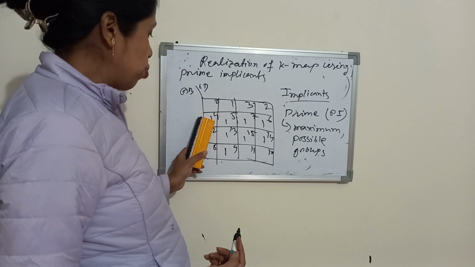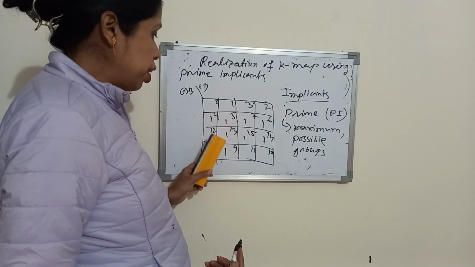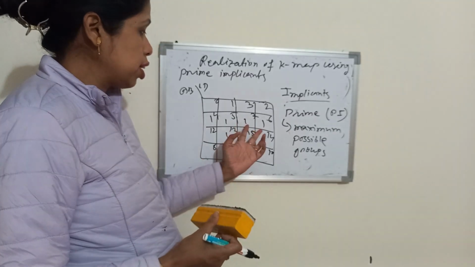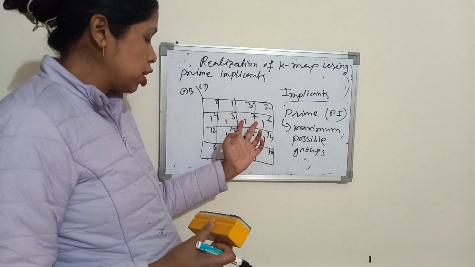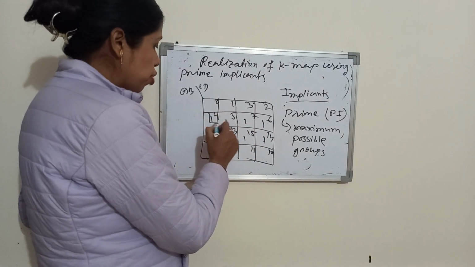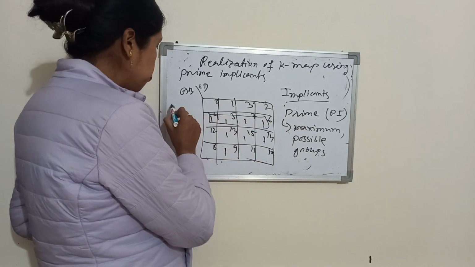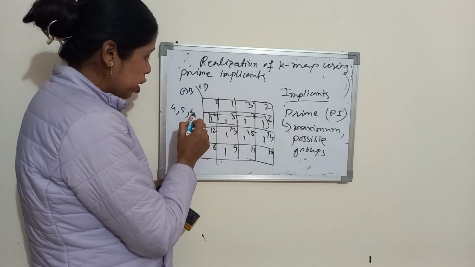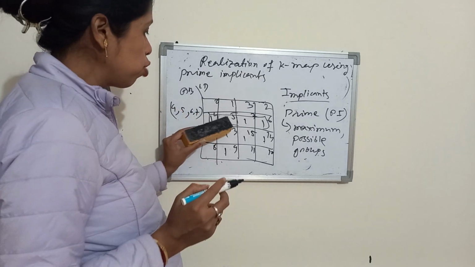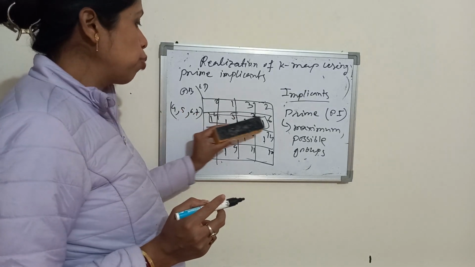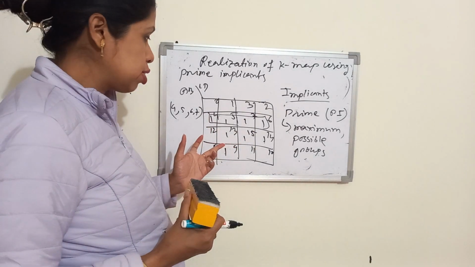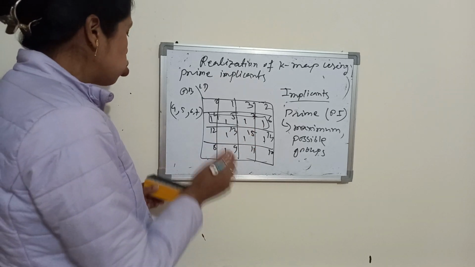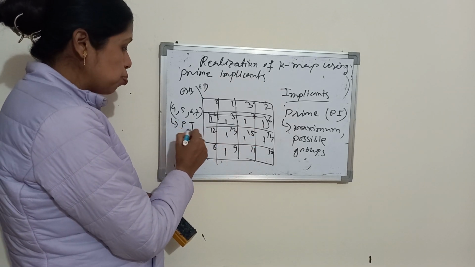So these two, 4 5, can create a pair, but along with these two ones you have two more ones. So rather than considering the 4 5 pair, we have to consider this quad, 4, 5, 6, 7. If along with 4, 5 we have a total of 4 adjacent ones, I have to consider the quad. So 4, 5, 7, 6 is a prime implicant.